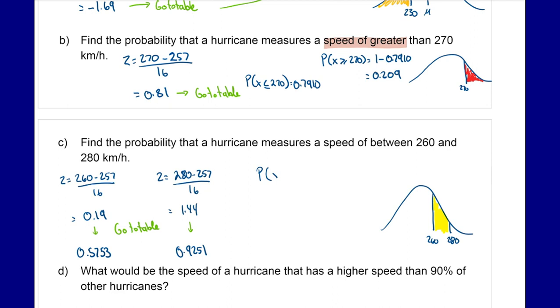So the probability that a value is greater than 260, less than 280 is equal to 0.9251 minus 0.5753, which gives us a probability or percentage of 0.3498. So 34.98% of the data is going to fall between those two values.